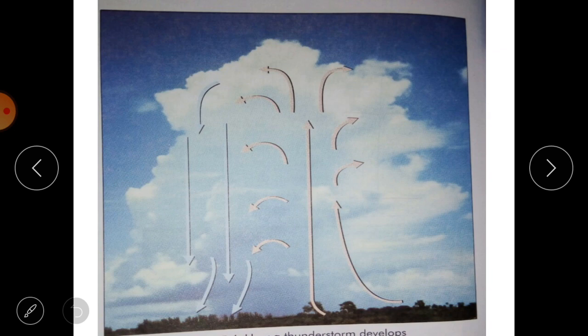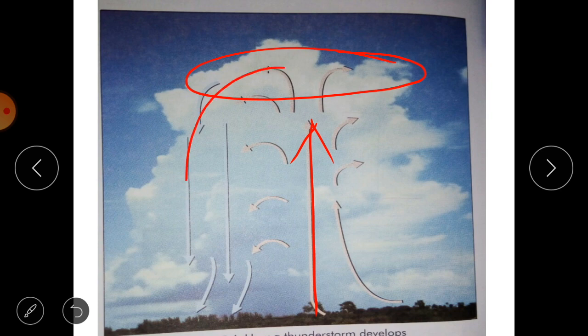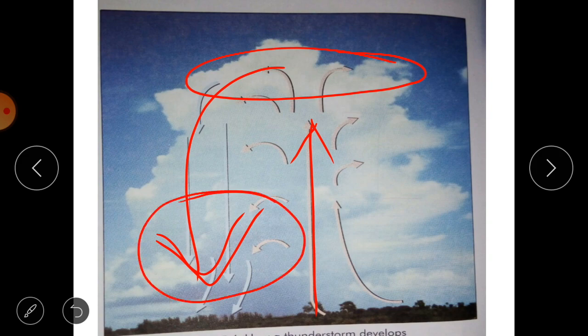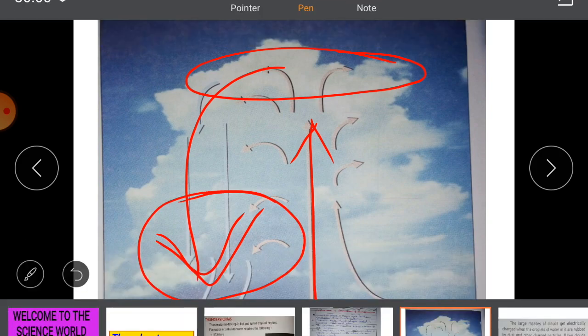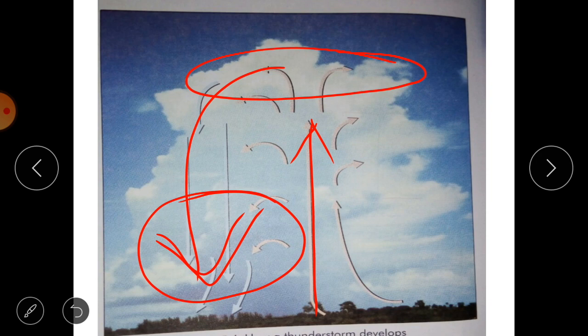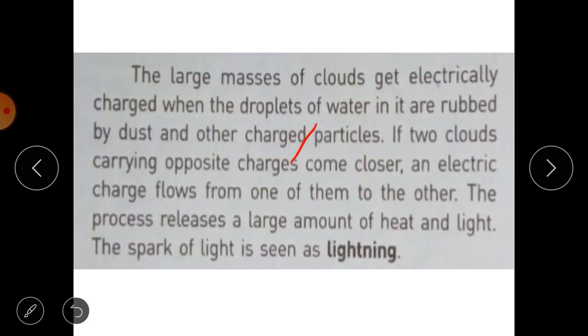So here you can see the picture again. This is the column of air. Warm air rises up, then here cold air is there, and this cold air rushes downwards because here it is low pressure and here it is high pressure. We know that air or wind always moves from high pressure to low pressure. Okay, so this is about the thunderstorm.